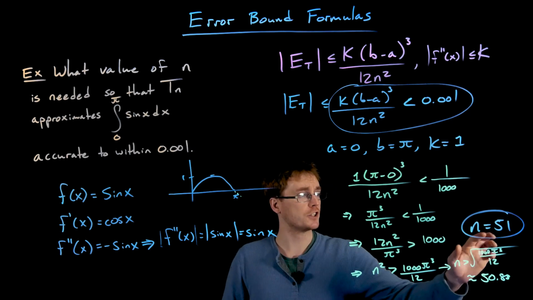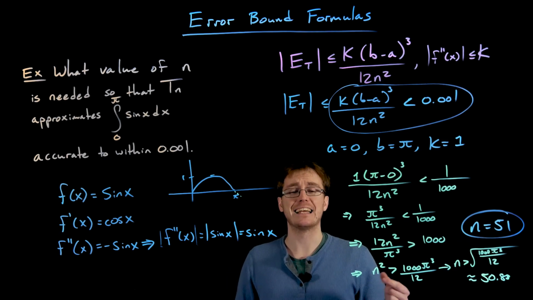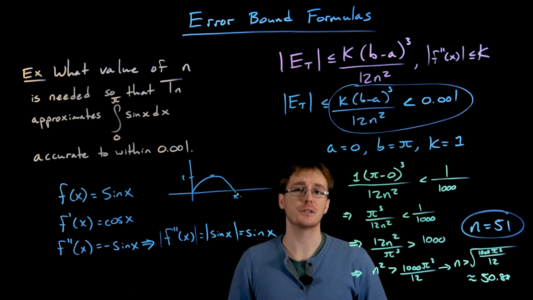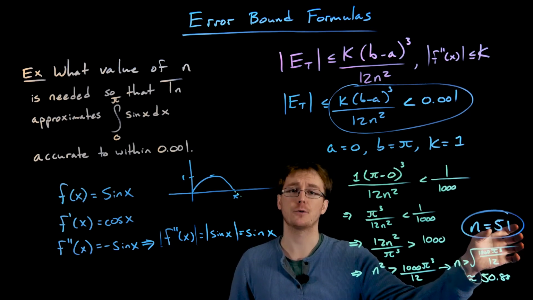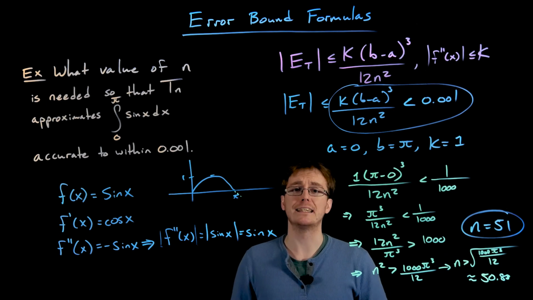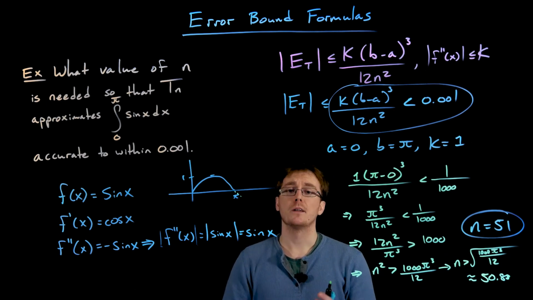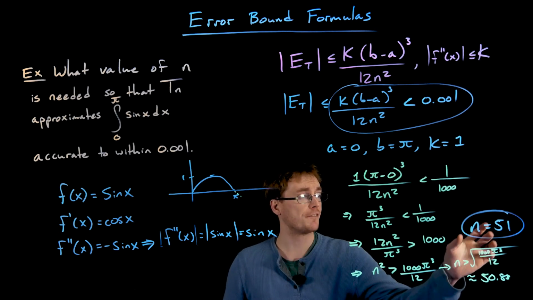Another little side note about all these error-bound formulas that I think I forgot to mention earlier was this number in this example of 51 guarantees that we're going to get that much accuracy. It is entirely possible that we could use a smaller n value and get the amount of accuracy we want, but by using this n value or any n value bigger than this, we guarantee that we will get that much accuracy.